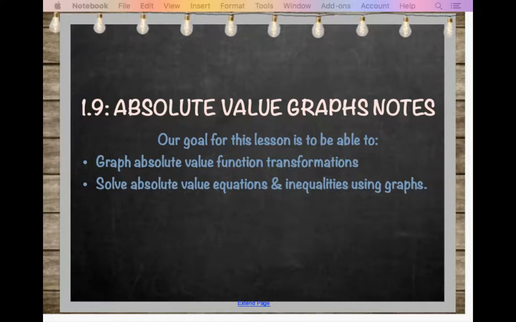Hey everyone, welcome back to our 1.9 absolute value graphs notes. So in this section, we're going to talk about how to graph absolute value functions using transformations. And they all start out with the same graph called the parent function. And we're going to be able to graph them, and then we're actually going to use the graphs to solve some equations and inequalities, which is actually my favorite part because that means that you don't have to solve the actual equation.